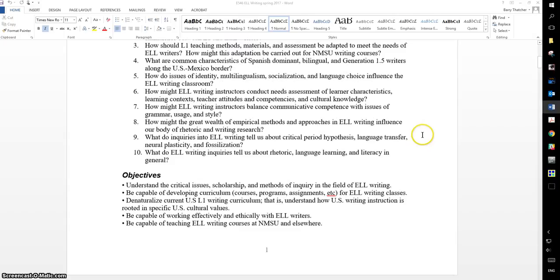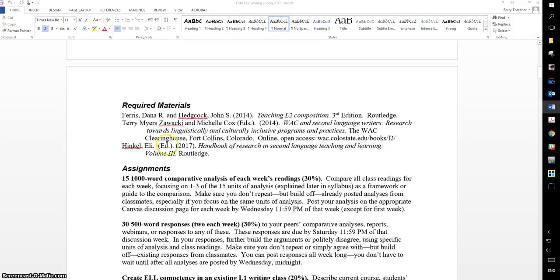And let me move quickly to these books so you'll understand what I'm talking about. This Eli Hinkel book will ground us in second language teaching and learning, and then we spend a lot of time in this excellent book on teaching L2 composition, Ferris and Hedgcock. This book is very dense in the sense it takes a whole bunch of work, compiles that work into a pedagogical approach to the teaching of L2 composition, and that will be our main touchstone for grounding you all in ELL writing.